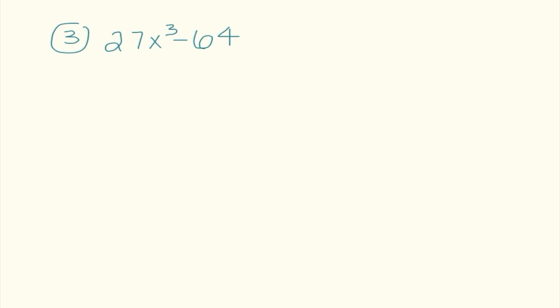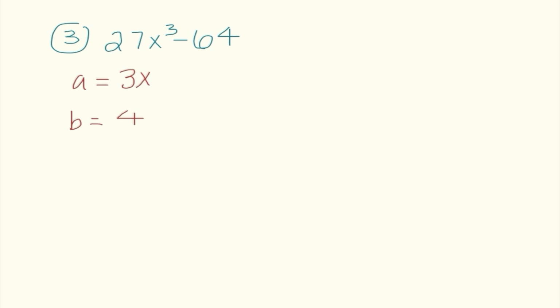Let's do one final example before we move on to our next topic. So once again, looking at this, we do not have a GCF. However, I notice once again I have a binomial and I have perfect cubes. The cube root of 27x cubed is 3x. And the cube root of 64 is 4.